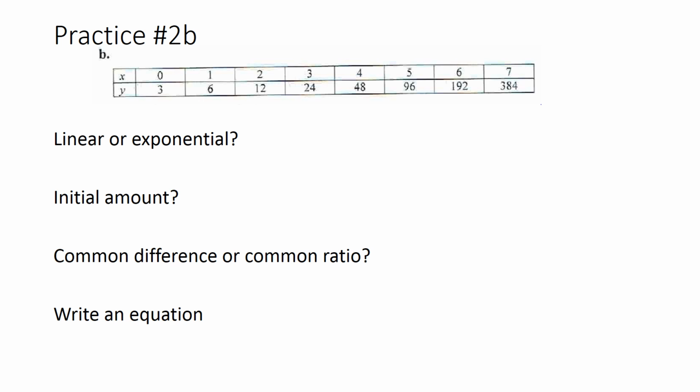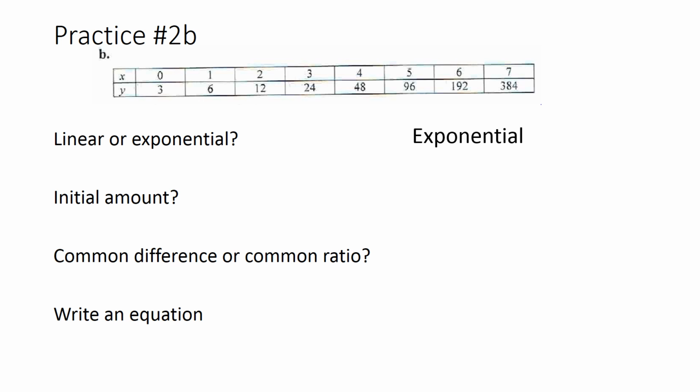Okay, looking at this one, I noticed that my y values go from 3 to 6. So I could be adding 3 each time. But when I look at the next one, I went from 6 to 12. I was not adding 3. So what other relationship can I see? Well, maybe I'm multiplying by 2 each time, because 3 times 2 is 6. And then 6 times 2 is 12. 12 times 2 is 24. So I notice that each time I am multiplying by 2. So that makes the function exponential.